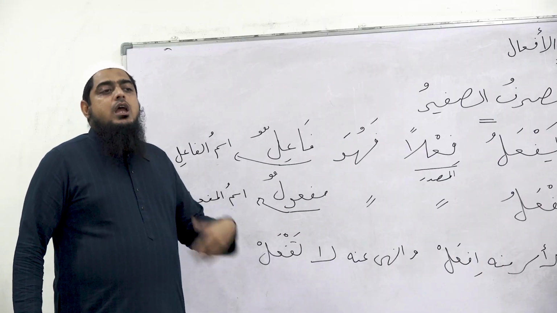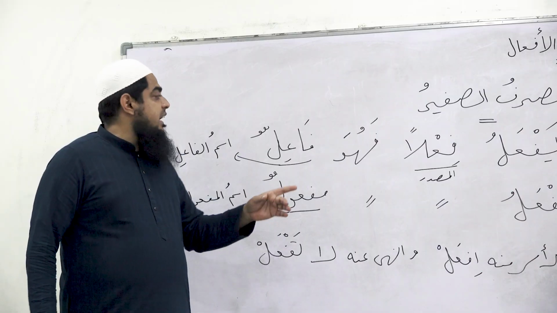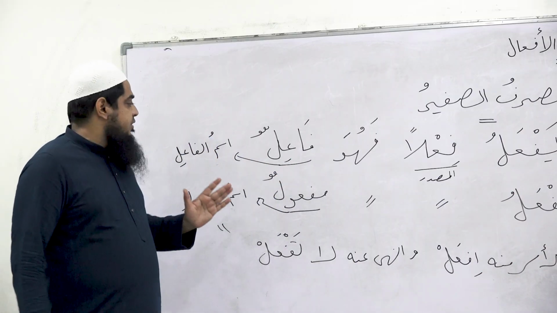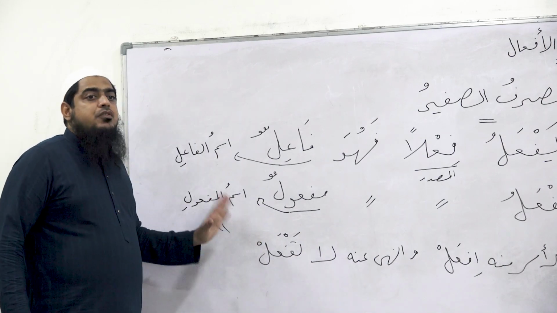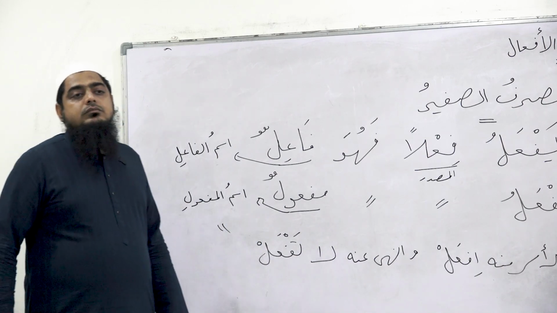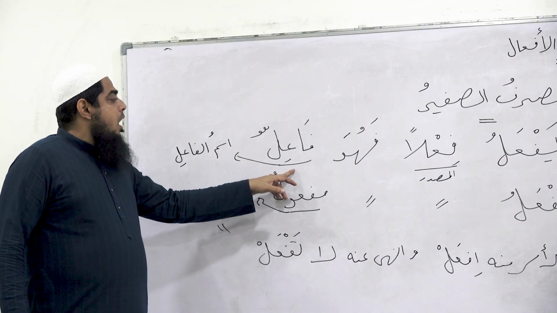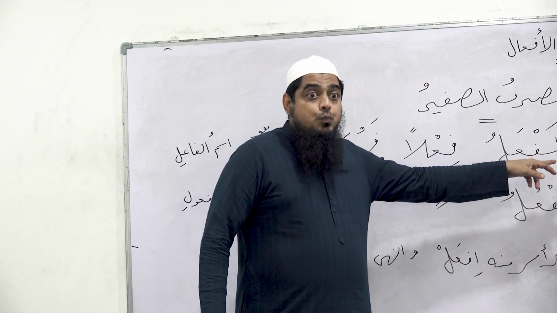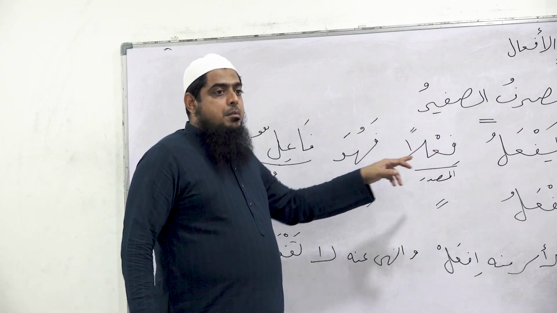Katibun, qatilun, dhahibun, jalisun, na'imun, qa'imun. Everything which comes in this weight, that is ismul fa'il. And same goes with this. Anything which comes on maf'ul weight is ismul maf'ul. Qatil, ismul fa'il comes from fi'l ma'lum. Kataba yaktubu kitabatan fahuwa katibun.